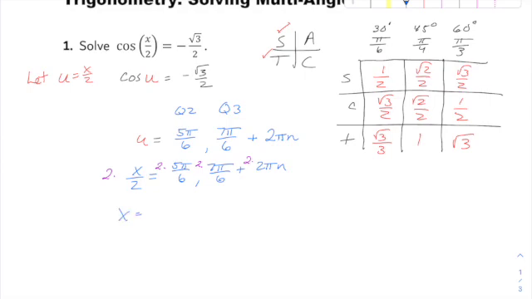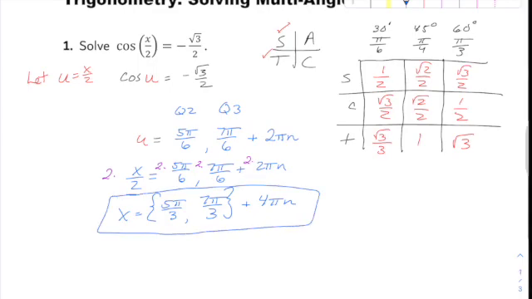So x is equal to 5 pi over 6 times 2 is 5 pi over 3. 7 pi over 6 times 2 is 7 pi over 3, and those were the two we saw on Desmos. And then plus 2 times 2 pi n is 4 pi n. And so I'll just slap some brackets around those two to show that each of them, if I were to add 4 pi n to them, I get my solutions.